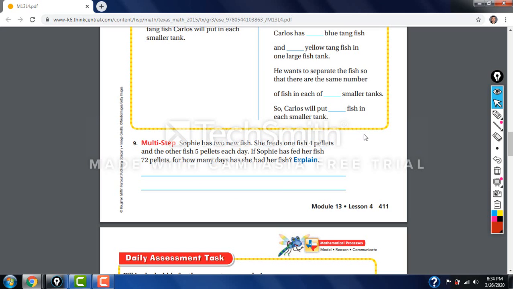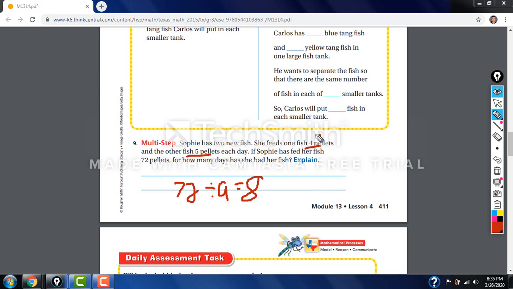So what do we do to those 2 numbers? They're both pellets. Yes, we add those 2. So 4 plus 5 is 9. Sophie has fed her fish 72 pellets. How many days has she fed them? We have to know how many total pellets are eaten each day, so we add those 2. We know there's 9. We know she has 72. So if she uses up 9 pellets a day, 9 times what equals 72? Yes, your answer is 8.